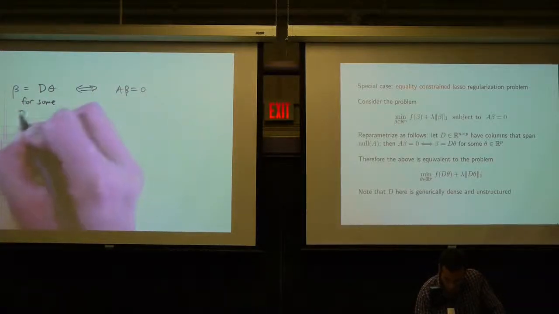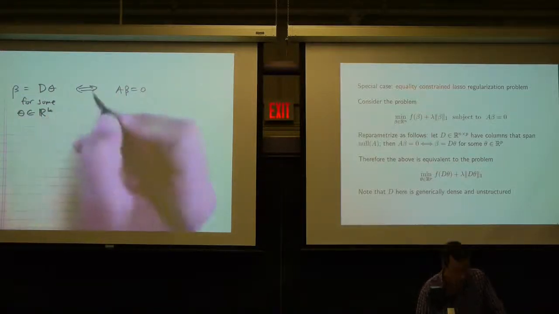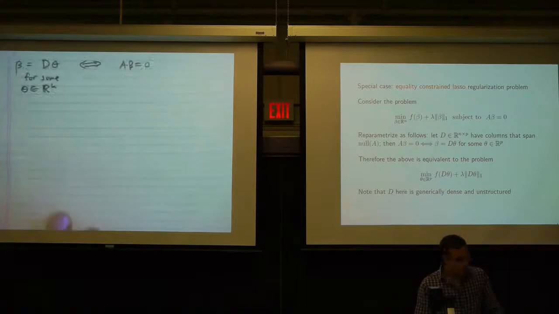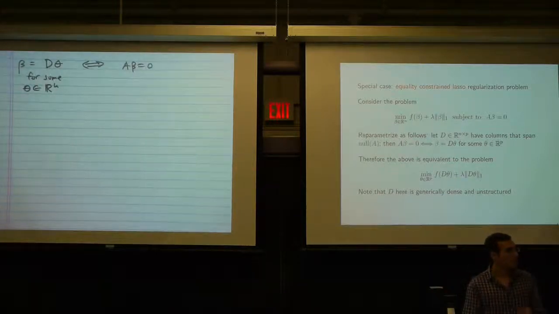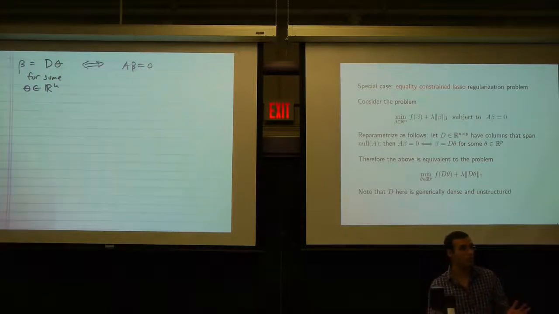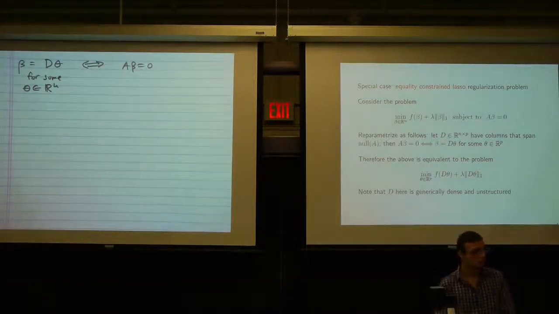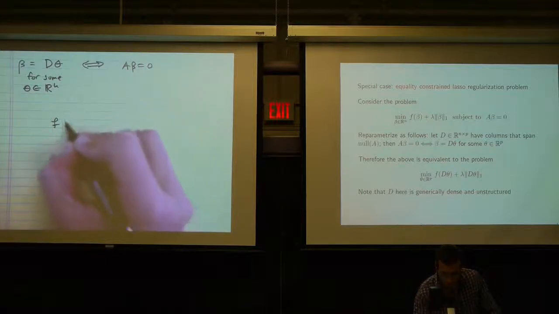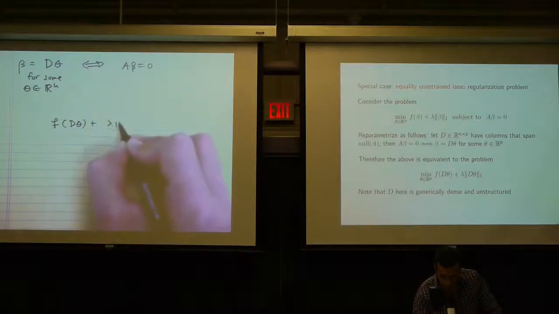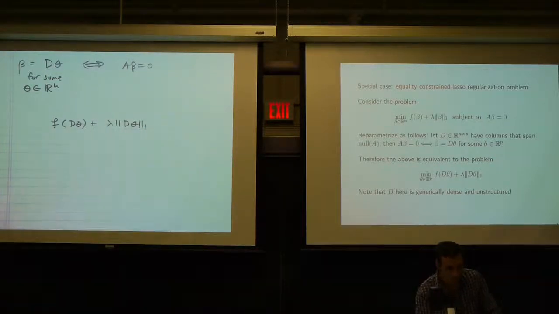For some theta in R^K, where K is the dimension of the null space of A. Does this make sense to everybody? Okay. So basically, we've now gotten rid of this constraint because we can solve the problem in terms of theta. Because we know that vectors of the form D theta represent any vector beta that satisfies A beta equals 0. So we just reparameterize the problem to be minimize f of D theta plus the L1 norm of D theta.